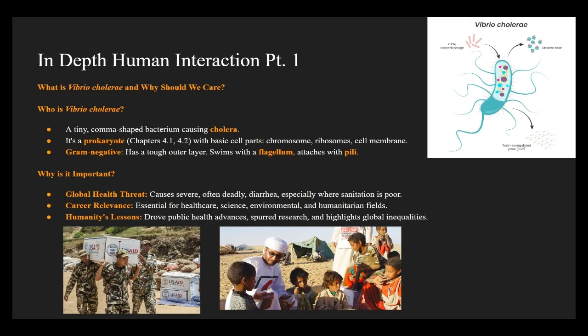To summarize, who is Vibrio cholerae? A tiny comma-shaped gram-negative prokaryote causing cholera, motile, and adhesive. Next, why is it important? It's a global threat with high career relevance in healthcare, science, environment, and humanitarian aid. And its study offers humanitarian lessons, advancing public health and highlighting global inequalities.